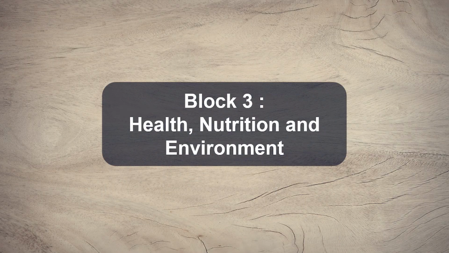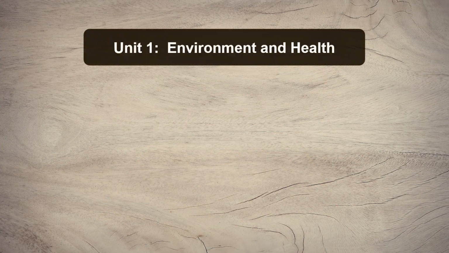Block 3 is about health, nutrition and environment. Human health is a priority now. So in this block, we will be discussing the various facets of human health, the determinants of human health, environment and its relationship. So Unit 1 is about environment and health.